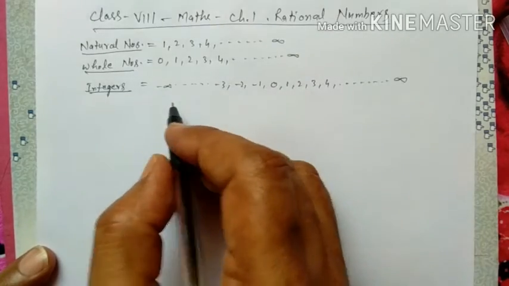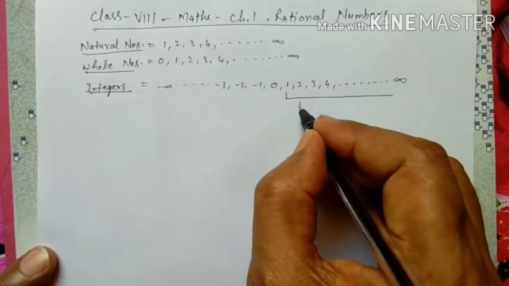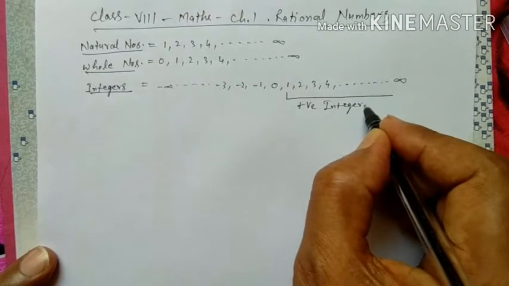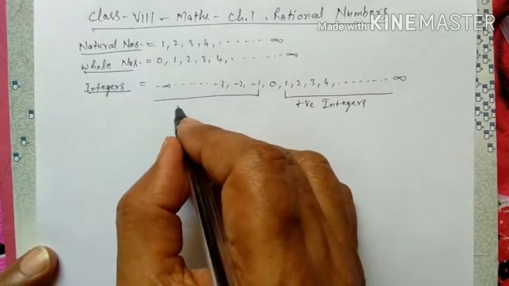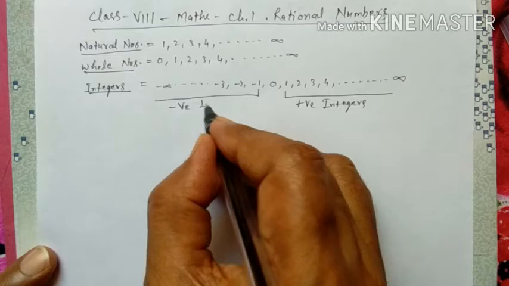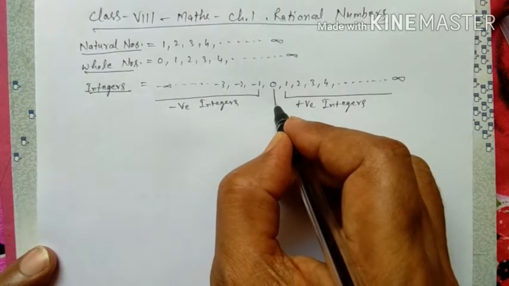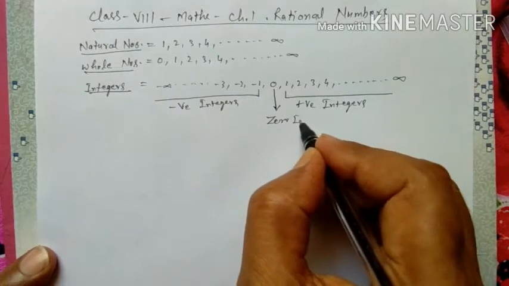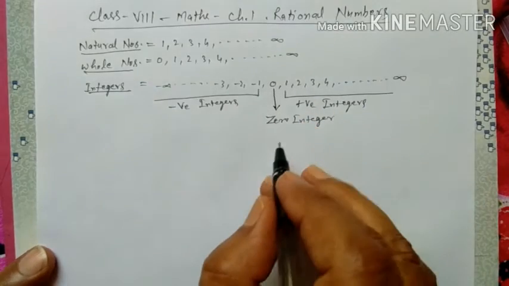1, 2, 3, 4 onward are known as positive integers. And -1, -2, -3 are known as negative integers. And 0 is known as the zero integer. 0 is neither positive nor negative.